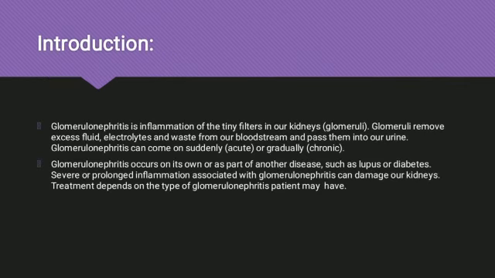Introduction. First of all, we have to know what glomerulonephritis is. It is an inflammation of the tiny filters in our kidneys. Glomeruli remove excess fluid, electrolytes and waste from our bloodstream and pass them into our urine. Glomerulonephritis can come on suddenly (acute) or gradually (chronic). It occurs on its own or as part of another disease such as lupus or diabetes. Severe or prolonged inflammation associated with glomerulonephritis can damage our kidneys. Treatment depends on the type of glomerulonephritis the patient may have.